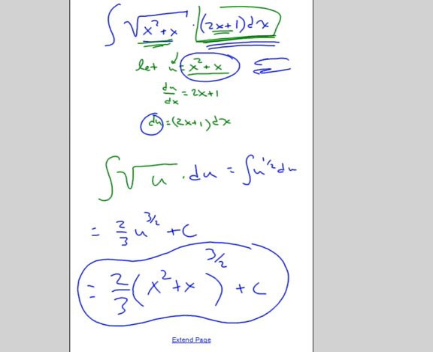And while this may seem like a couple more steps, as problems become more and more sophisticated and challenging, u substitution makes integration manageable in an otherwise unmanageable situation. Okay, so we're just going to look at a couple examples of doing u substitution.